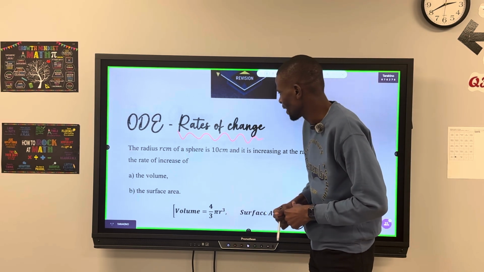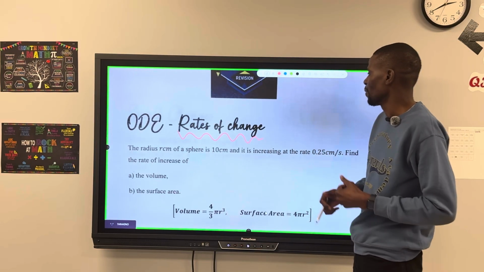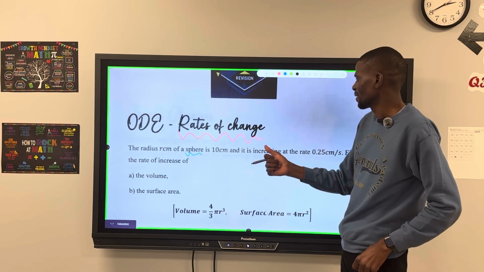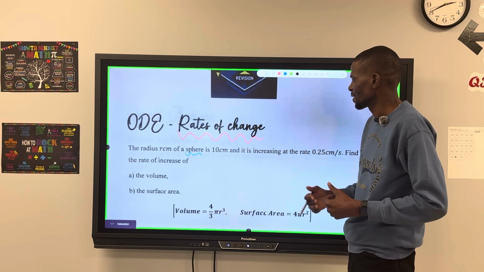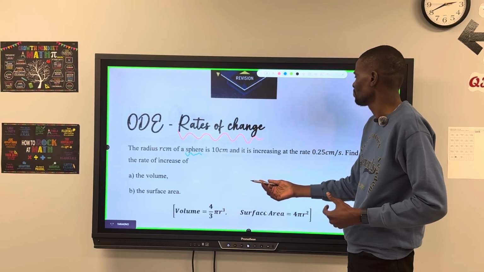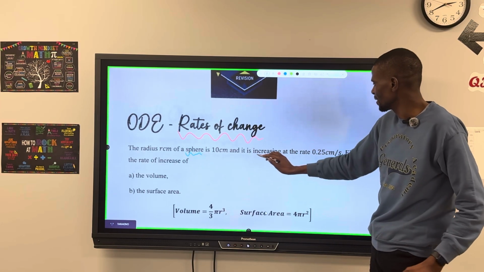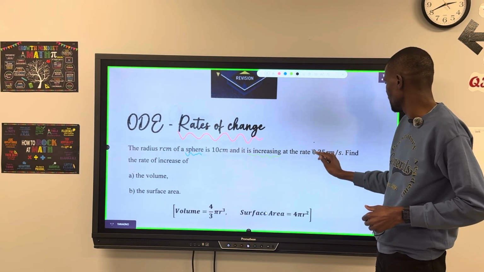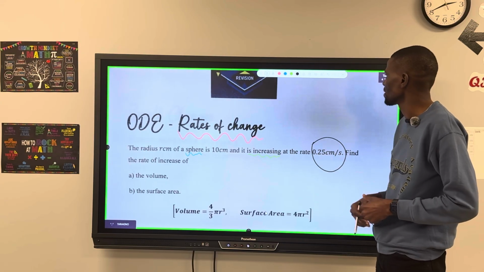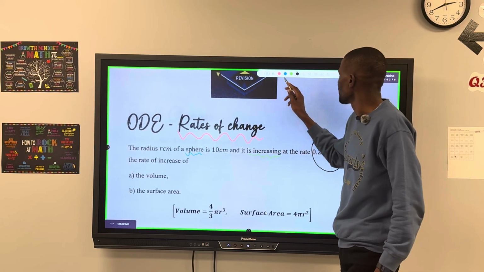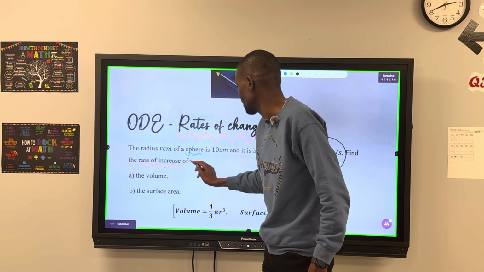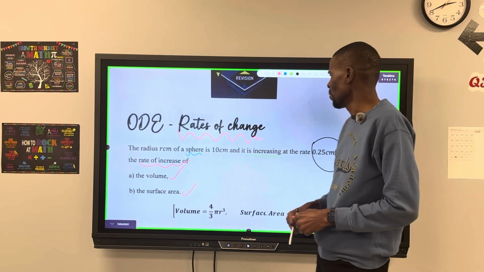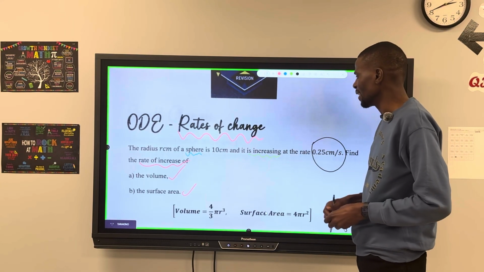Our question is: the radius r centimeters of a sphere. So here it's talking about a sphere, right? The radius of the sphere is 10 centimeters, and it is increasing at the rate of 0.25 centimeters per second, right? Then we need to determine the rate of increase of the volume and of the surface area, right? So now let's tackle this question.